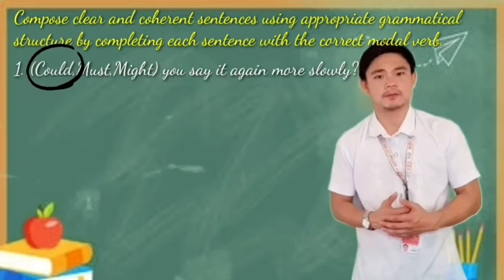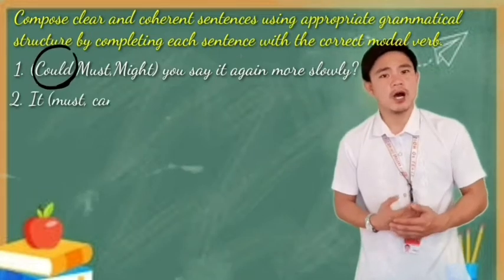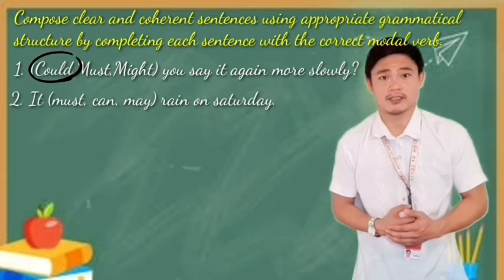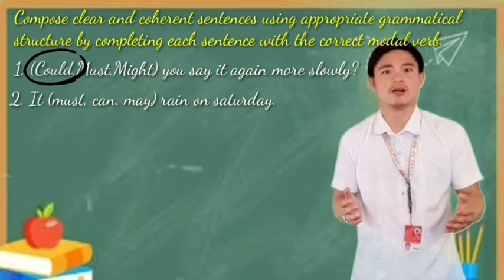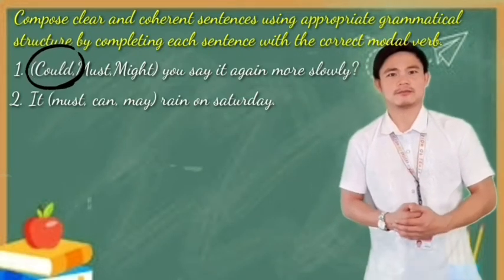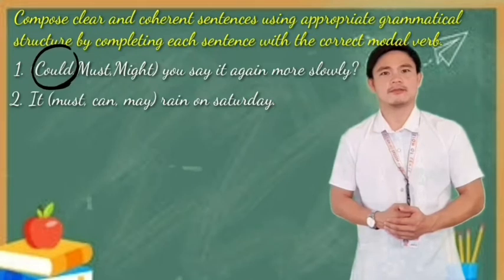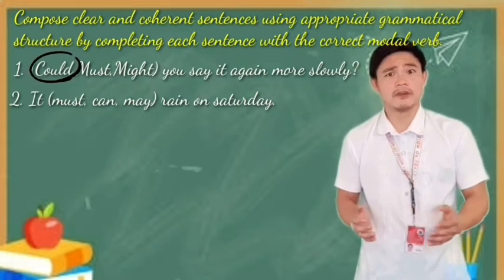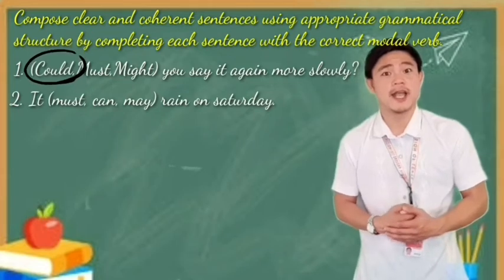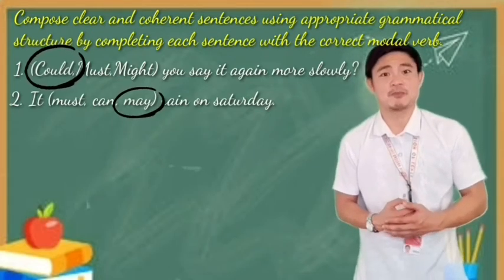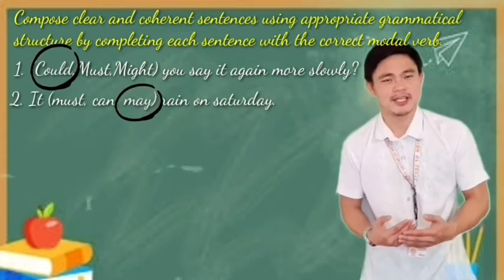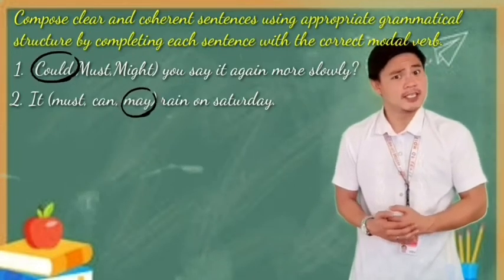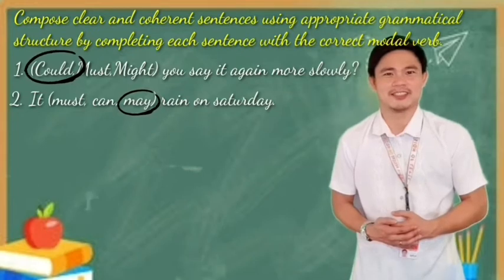Sentence number 2. It must, can, may rain on Saturday. What is the modal verb used? The modal verb used in sentence number 2 is may, and it expresses possibility. The speaker is expressing possibility that it may rain on Saturday.